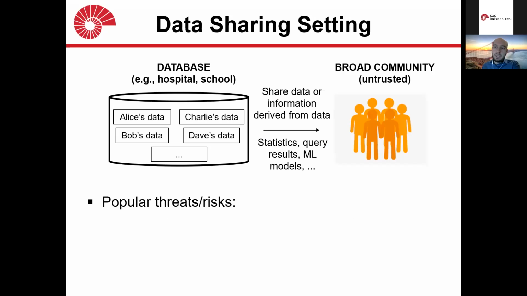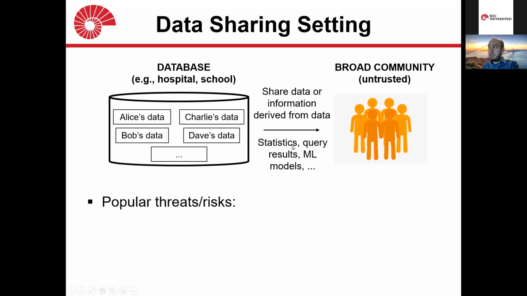And the third setting I mentioned was the data sharing setting. So in the data sharing setting, we again have a database that we had formulated, such as a hospital database or school database. And we would like to share some information or share directly the data that we have, or share some statistics, some information that we derive from the data. And these statistics or information could be some quick results, some AI, machine learning models, or it could really be anything. Or it could be a synthetic version or an anonymized version of the data, whatever it is.